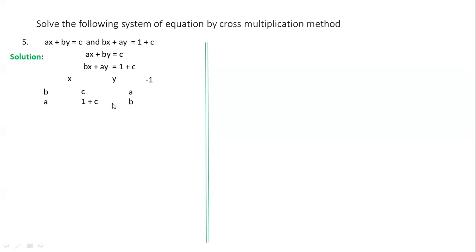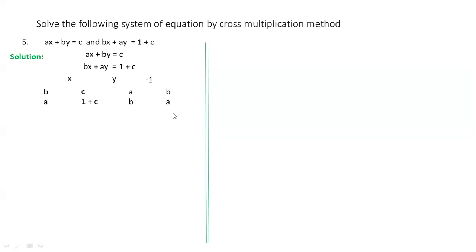Let's take the fifth question. Now here there are no numbers. They are all letters only. Since it's letters, you will see how it has to be done. x, y, minus 1. First, coefficients of y. So b, a. Then constants, c, 1 plus c. Then x, a, b, and then b, a.